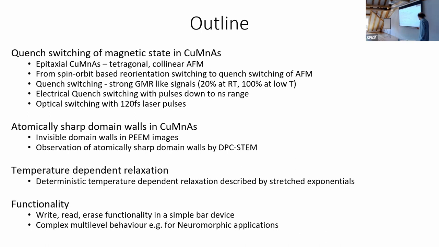Here is the outline of my talk. I will first introduce what we mean by quench switching. I will show you examples of quench switching, that it is a very strong effect, and how it relates to the standard reorientation switching. And I will show you examples that we can achieve the switching also with very short optical pulses. And then, in an attempt to understand what is happening during quench switching, I will also comment on the atomically sharp domain walls, which we observe in copper manganese arsenide.